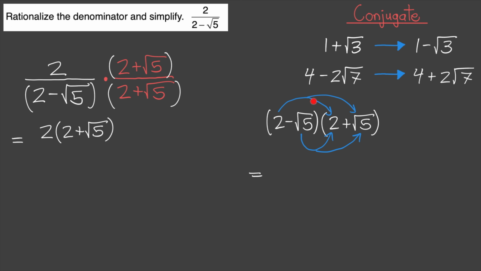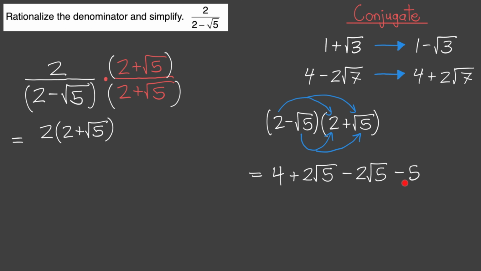So we have here 2 times 2, which gives us 4. Then we have 2 times root 5, which is positive 2 root 5. Next, we distribute the negative root 5 to these two terms. Negative root 5 times 2 is negative 2 root 5. And lastly, we have negative root 5 times root 5. And remember our little rule, if you multiply the same root with the same radicand, the roots just cancel out. So root 5 times root 5 is just simply 5. So we'll have a negative 5. And it's negative because we have a negative times a positive.